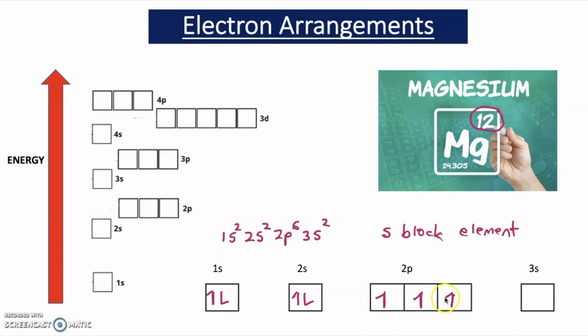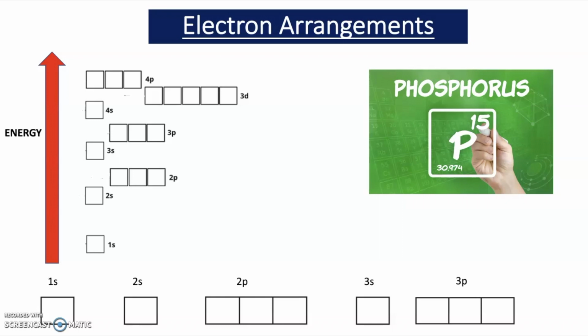I'm now putting the electrons in the 2p orbitals and they fill singly before pairing. So it's 2p6, and then the last electrons go into the 3s orbital, and again they go in singly before pairing, and magnesium's classed as an S block element because the last electron that I place into an orbital is in an S orbital. So now let's look at a second example.